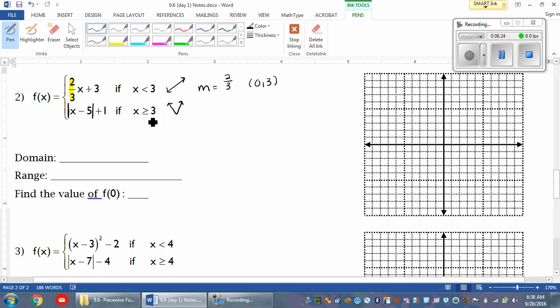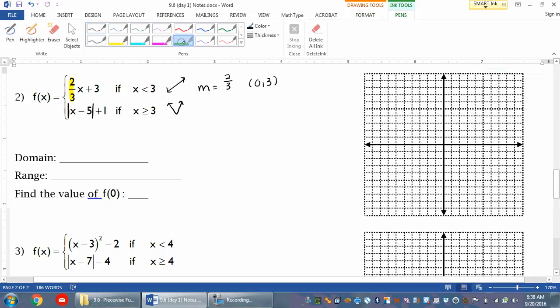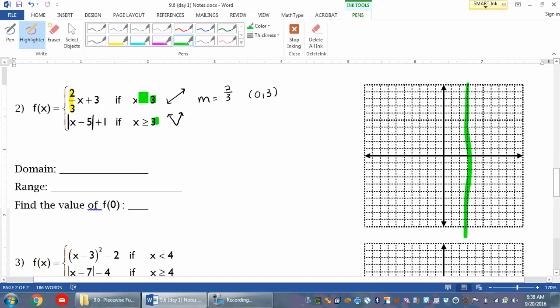All right, let's go ahead and draw my restriction line. My restriction is going to be at 3. Come over here, 1, 2, 3. Draw that restriction line right there. Remember, you won't be erasing that line at the end. Okay, so I have x is less than 3. Notice the arrow. So I have the line on the left of the line, and it's going to be open. It's going to be open because it's less than.